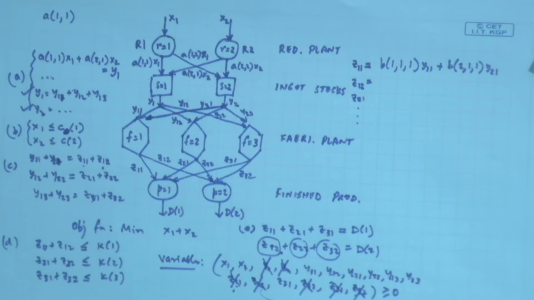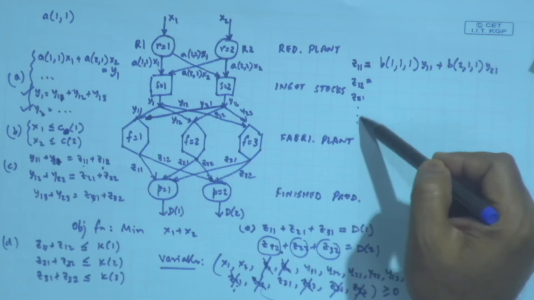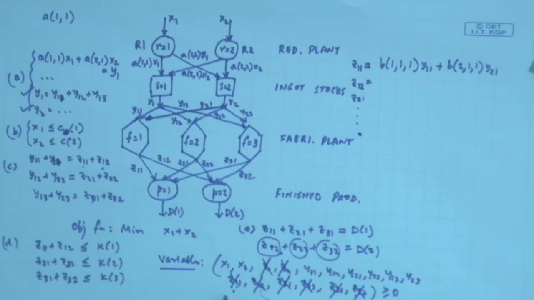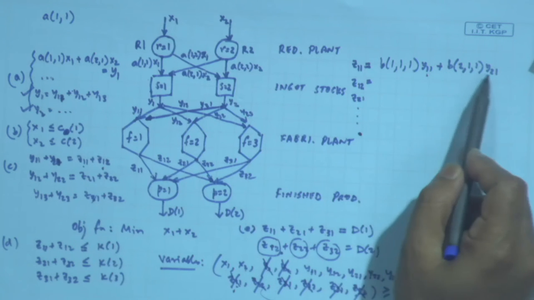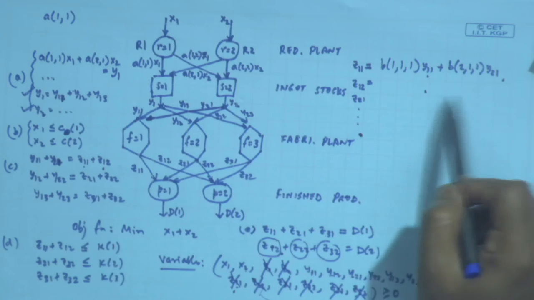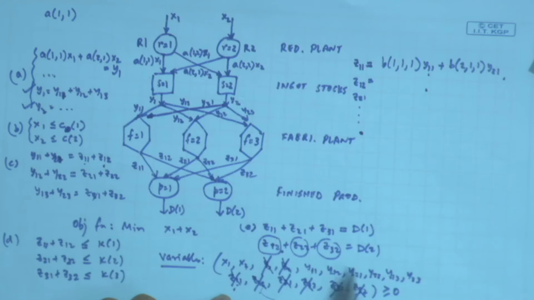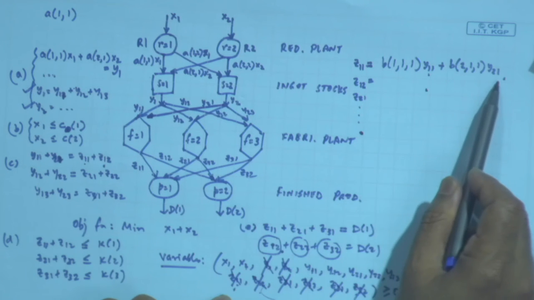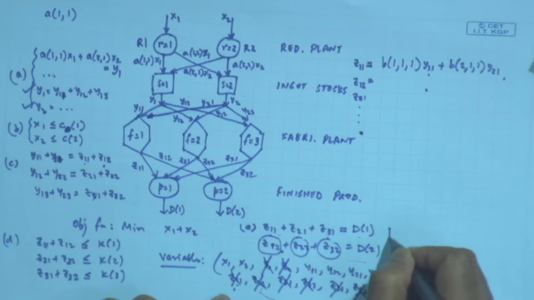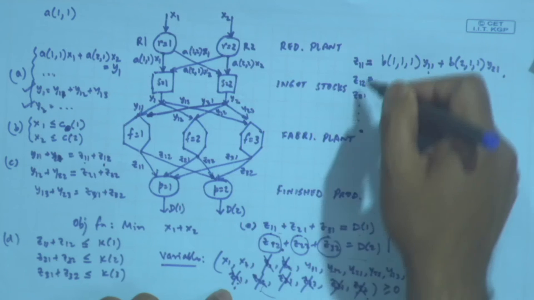Instead, I could take all these 6 equations here and replace them, and z11 I am writing as a function of y11 and y12. z12 I can write as a function of the y's here. So everything can be written as a function of y's. Now these equations can also be written in terms of y's, and I get an additional 2 equations. So I am going to keep these 2 equations, but replace all the z's in them.